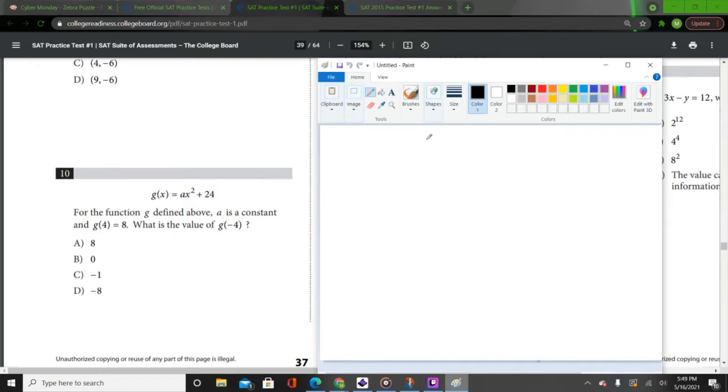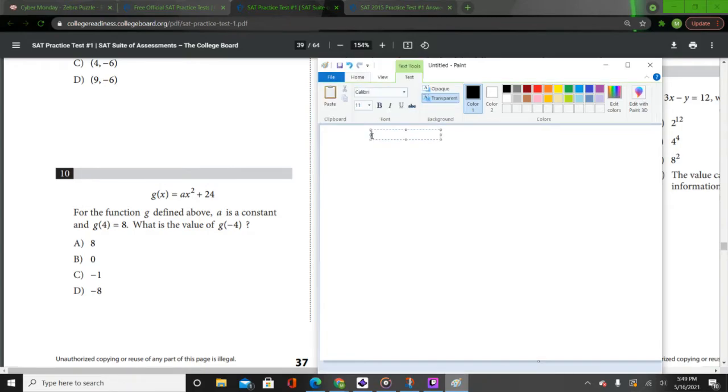So what we're going to do first, let's actually write this down. Considering we have a lot of things, one, solve for a using the given. We were given a value of g of x and the value of x such that the statement is true, and there should only be one a where that statement is true.